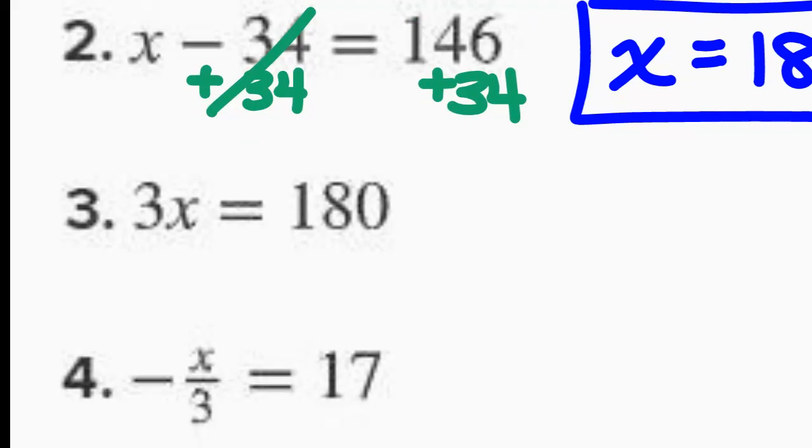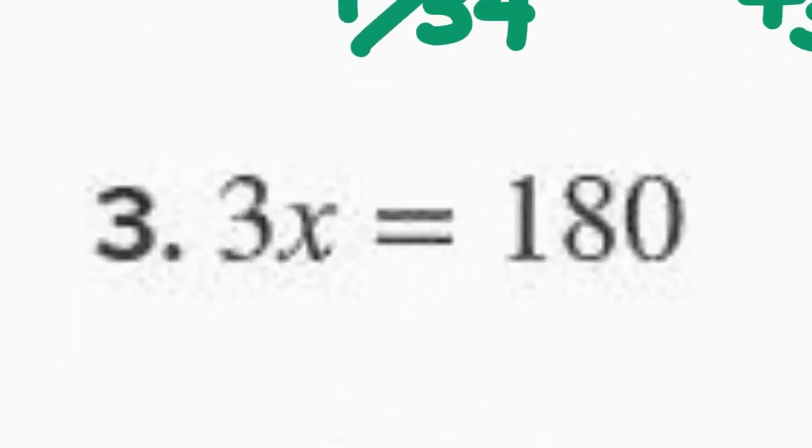Number 3, do I need to add or subtract? Divide. Why are we dividing? Multiplication. Whenever you see a letter, a variable, and a number smashed together with no operation symbol in between, those things are being multiplied. So I want to make that cancel out. The operation that undoes multiplication is division.